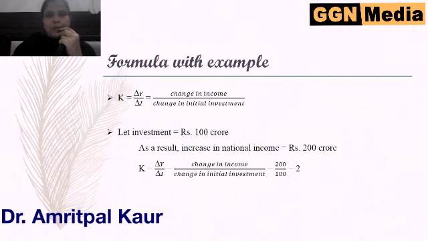Here is the formula of multiplier. Multiplier is the ratio of change in income and change in initial investment. If you take an example, let investment be rupees 100 crore. As a result, if increase in national income is rupees 200 crore, then multiplier can be calculated by dividing change in income by change in investment. That is 200 crore rupees divided by 100 crore rupees. The multiplier will be equal to 2.